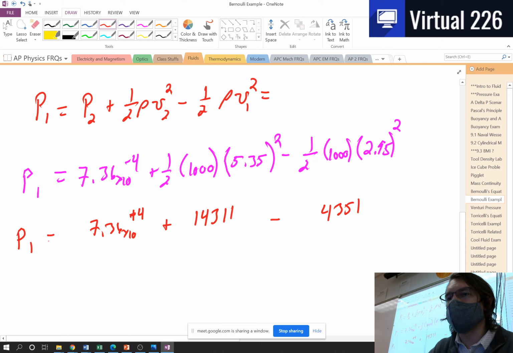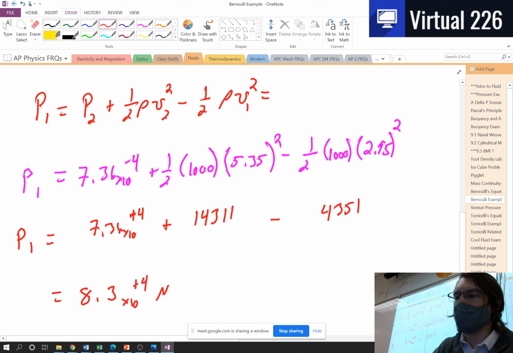And we knew that P1 had to increase, so here we go. We've got 7.36 times 10 to the 4th plus 14,311 minus 4,351, which gives us a final value for P1 equal to 8.3 times 10 to the positive 4th newtons per meter squared.